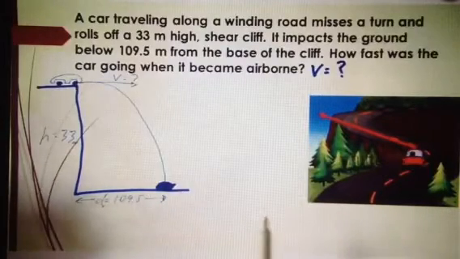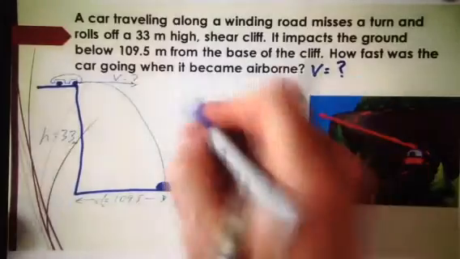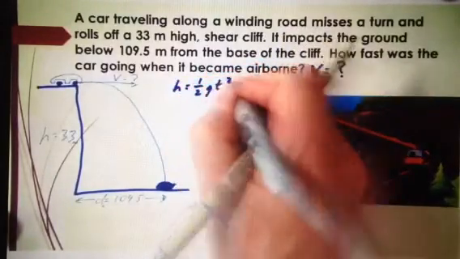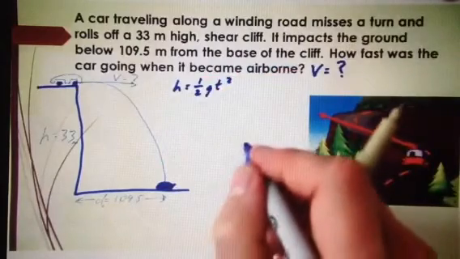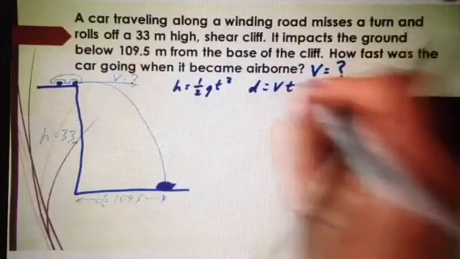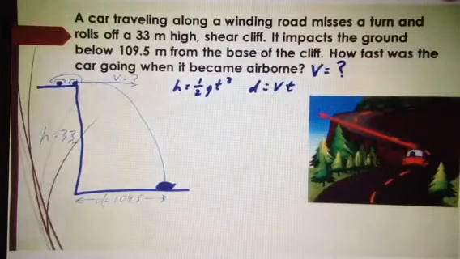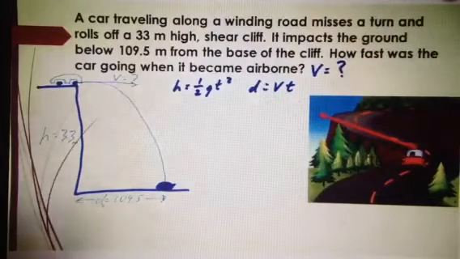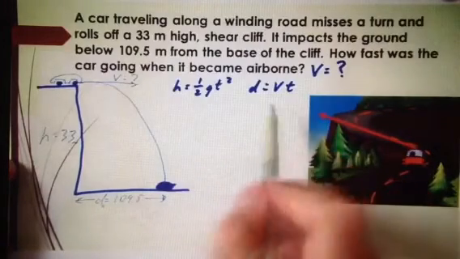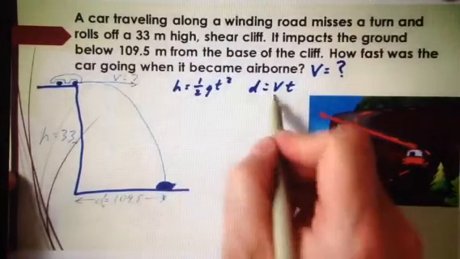Well, I have two basic equations that I use. The height is 1/2 gt squared, and the distance is velocity times time. I have two basic equations I use for these horizontally launched projectile problems. Okay, I'm looking for velocity, so this is my equation with velocity.